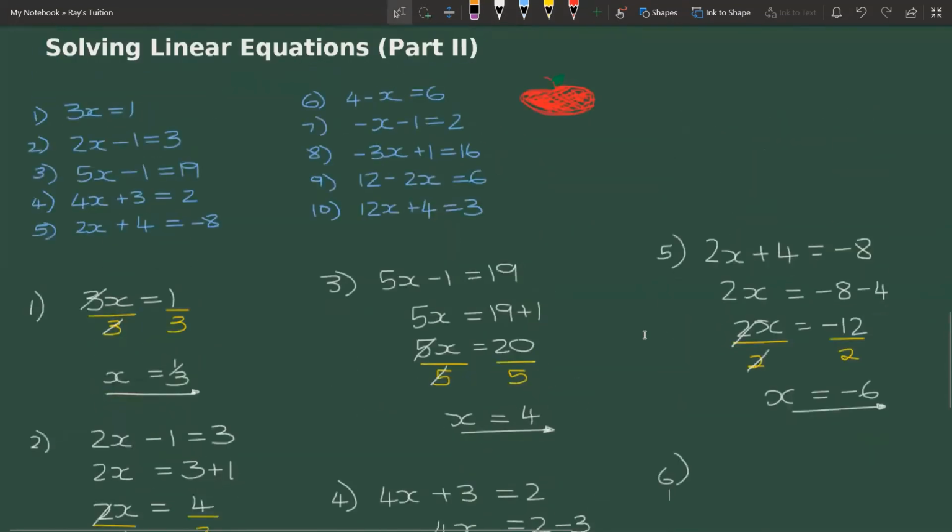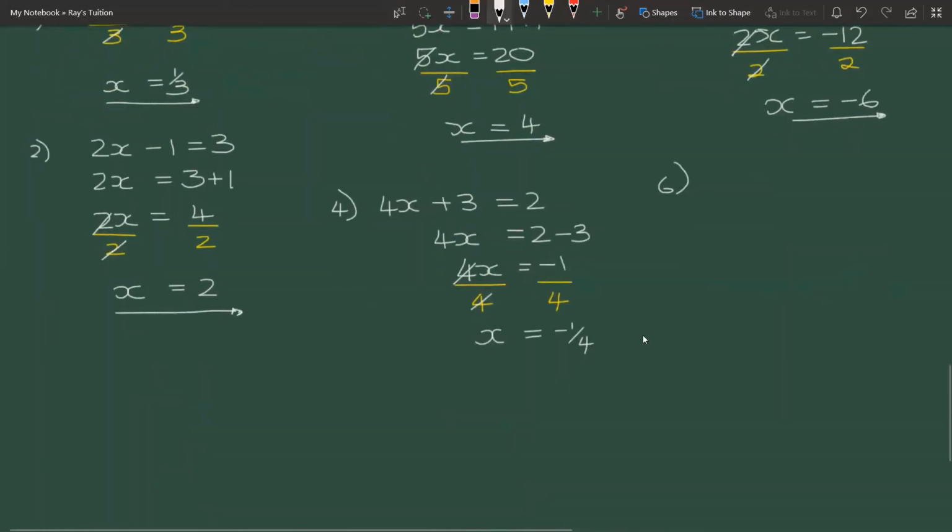So number 6 is 4 minus x is equal to 6. For this one over here, we're going to do the same thing by taking the 4 over. Please be aware that the minus belongs to the x. So we have minus x is 6, and when we take the 4 over, it becomes negative. So we have minus x being equal to 6 minus 4, which is 2.